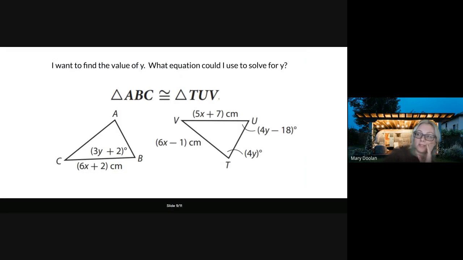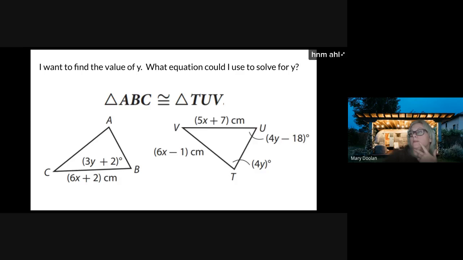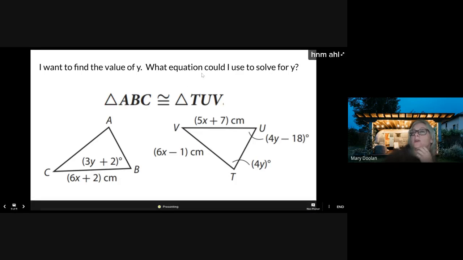You are also going to have a similar problem to something like this. So if I want to find the value of y, and let me come back. I don't think I was presenting the right tab. All right, so if you want to find the value of y, and you're looking at this crazy picture here.